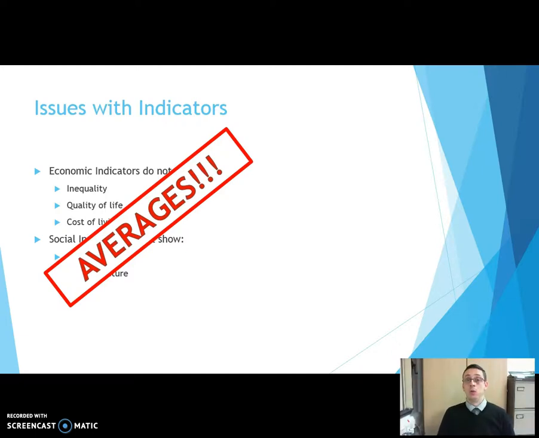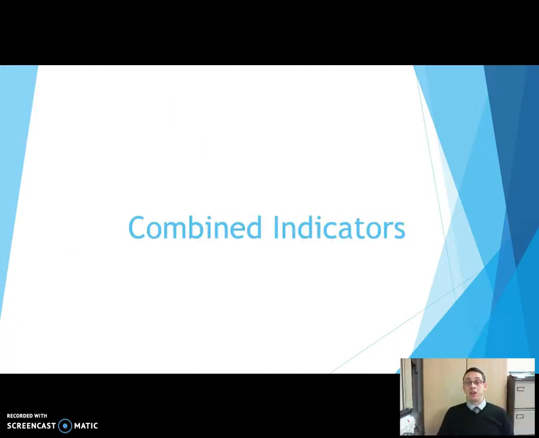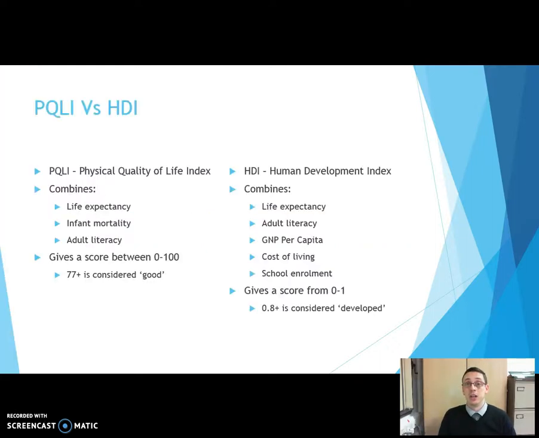Now, next, we've got another set of indicators, and we call these combined indicators. We really think about two combined indicators in the National 5 course, and these are the PQLI and the HDI, or Physical Quality of Life Index and the Human Development Index. These are two different scoring systems that utilise a variety of different social and economic indicators to give us an idea of how developed a country is.